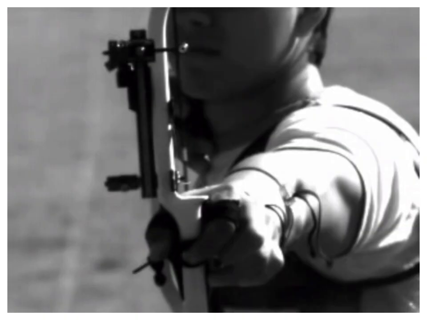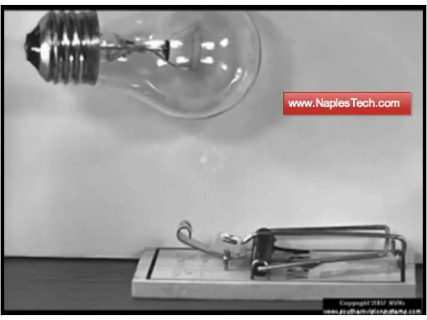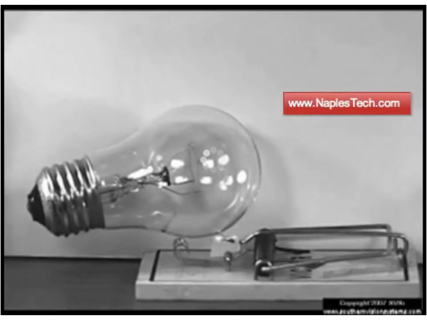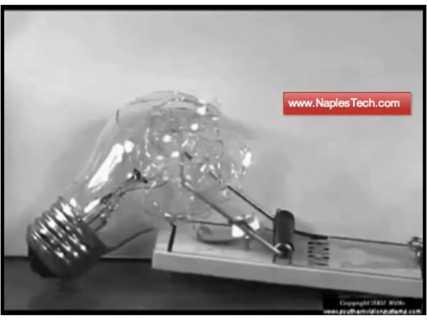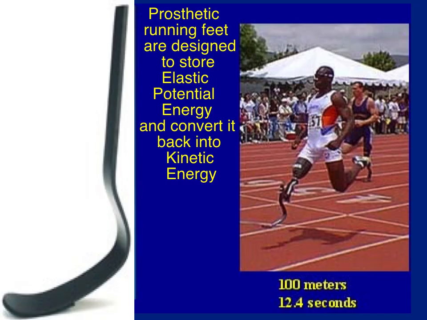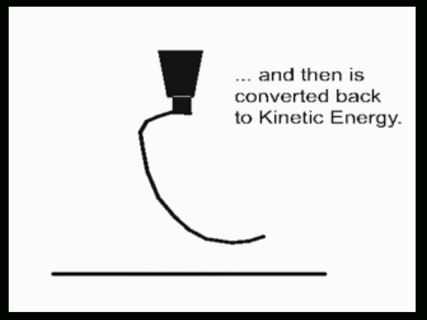Now, there's lots of other things that store elastic potential energy. A mouse trap, when you pull the bar back, it bends the spring and then stores energy as elastic potential energy. And when it's tripped, that elastic potential energy is quickly converted into kinetic energy. Another example is prosthetic running feet. They're designed to store elastic potential energy and convert it back into kinetic energy. The kinetic energy of the foot hitting the ground is stored as elastic potential energy, and then that's converted back into kinetic energy to help propel the runner forward.